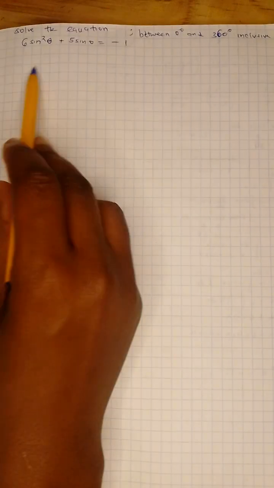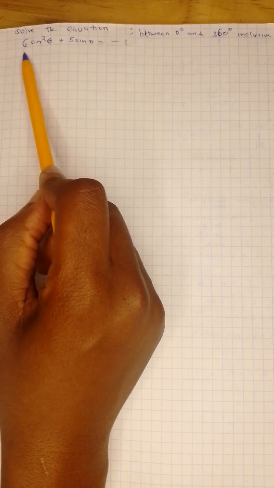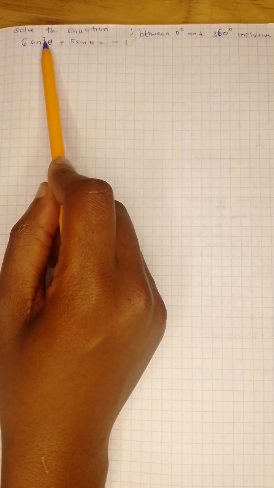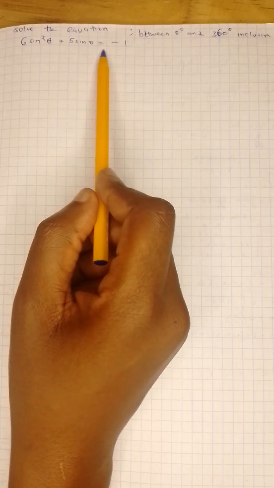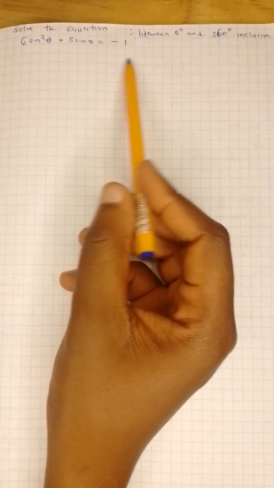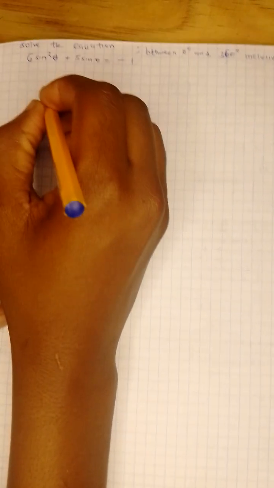I have a question here: solve the equation 6 sine square theta plus 5 sine theta is equals to minus 1. You are going to solve it in between 0 degrees and 360. So I'm going to solve this.